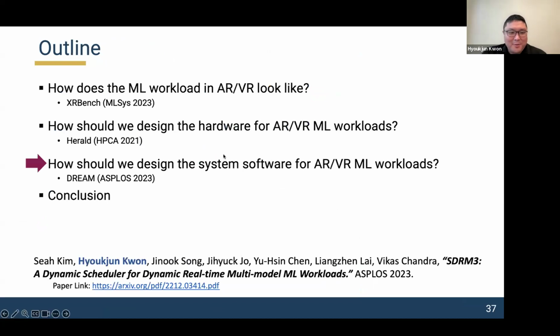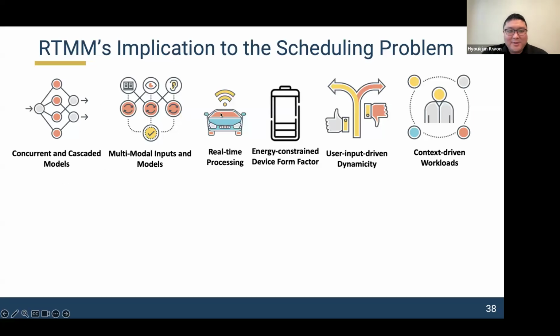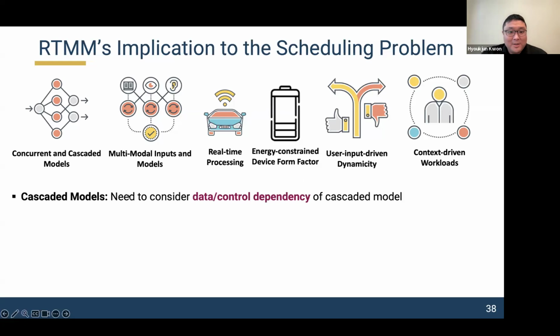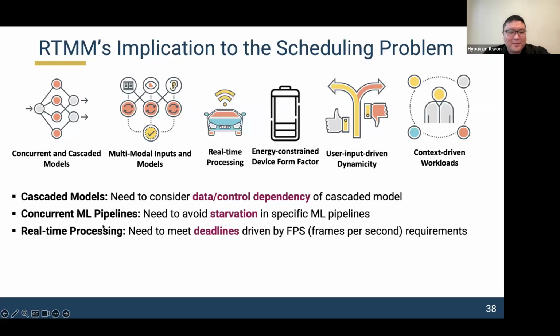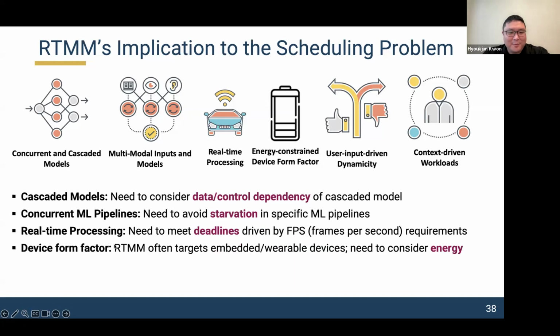So that was the hardware part, and let me also briefly discuss the software aspect in terms of scheduling. This is again the characteristics of the new class of ML workload I mentioned, RTMM: real-time, multimodal, and multitask. What are their implications for scheduling? Cascade models basically imply dependency across the models and concurrent execution of ML pipelines. So for scheduling, we need to be careful about starvation of a specific ML pipeline or ML model. And this is a real-time application, so we need to meet the deadlines driven by the target FPS and device form factor. These kinds of workloads often target embedded and wearable devices, so we need to consider energy as a prime optimization target.